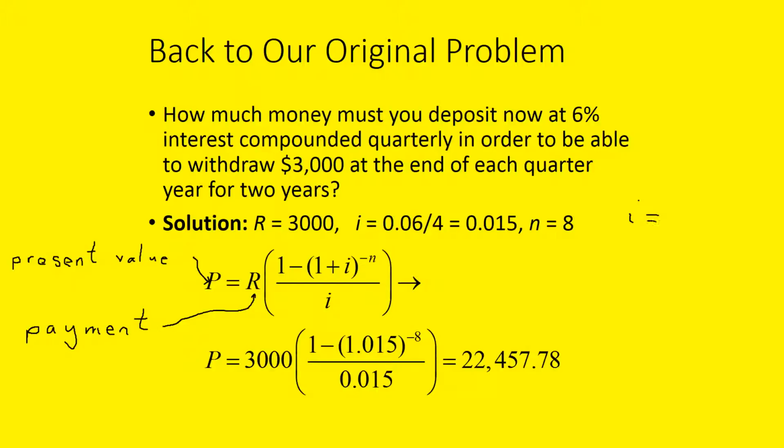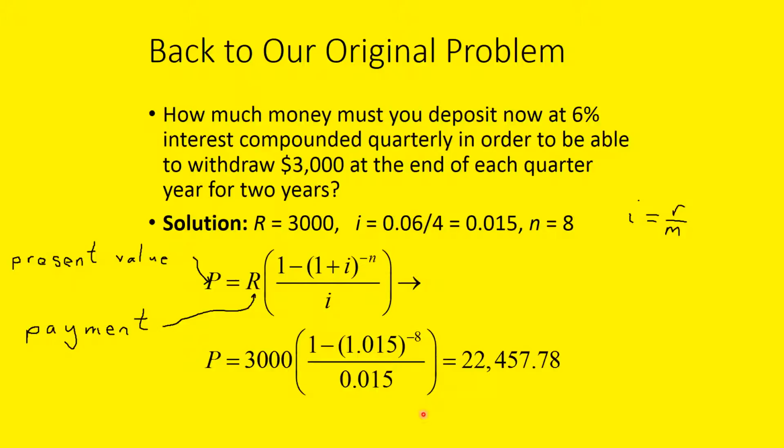I equals R over M, the rate per period. And the total number of payments is 8. So substitute all of those values in and we get this expression. And of course we've got to be careful when we go to the calculator with all this. Barnett does a great job of talking about that.